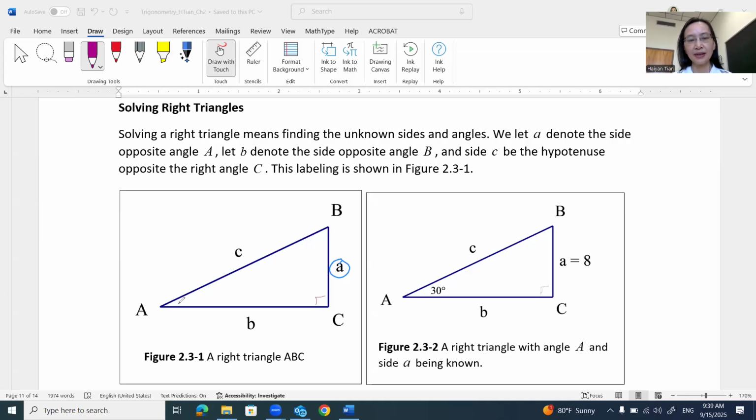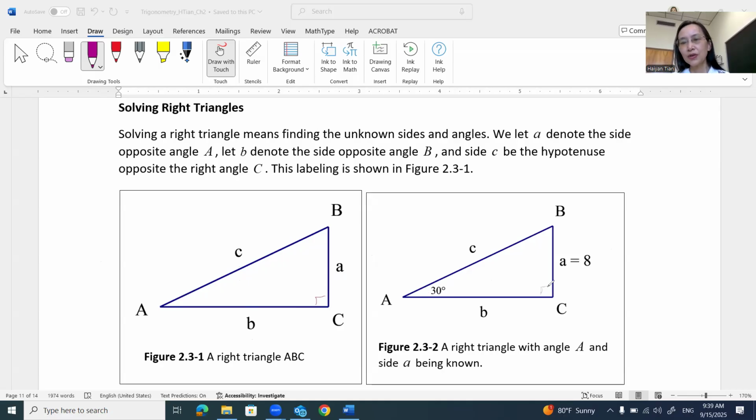So the lowercase a is the side length corresponding to angle A. The lowercase b is the side length corresponding to the angle B. And c is the hypotenuse that is corresponding to the right angle. So we use this notation. It doesn't matter which letters you use, okay? So we are going to solve a right triangle, such as this one.